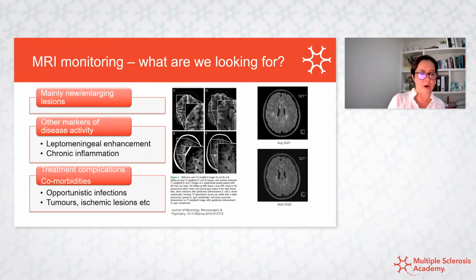The other important part of monitoring patients on DMTs is to look for complications, treatment complications, and comorbidities. So patients can develop other diseases, TIAs, chronic small vessel disease, and so there's an element of surveillance as well, looking for not just new lesions.